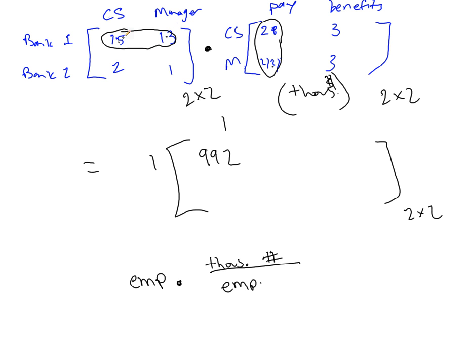And as long as we're multiplying the number of customer service by what they get paid and the number of managers by what they get paid, and then we add those together, guess what our final units are? This is in thousands of dollars. So our final units are going to be thousands of dollars. So that means that for Bank 1, the overall pay is going to be $992,000. The same types of ideas go here, except this is benefits.